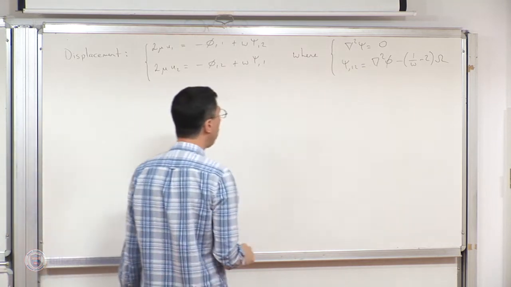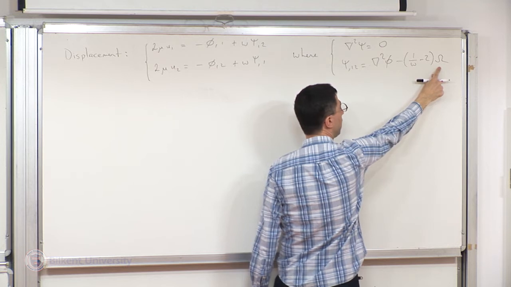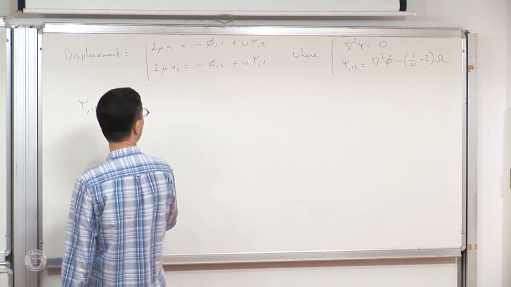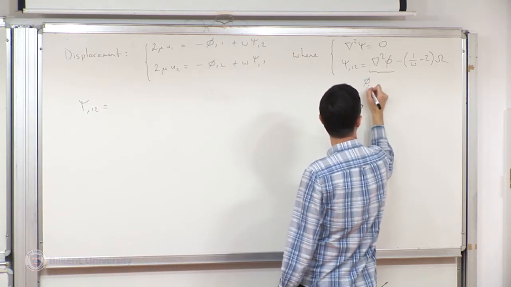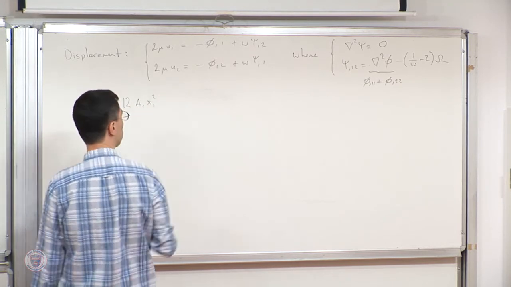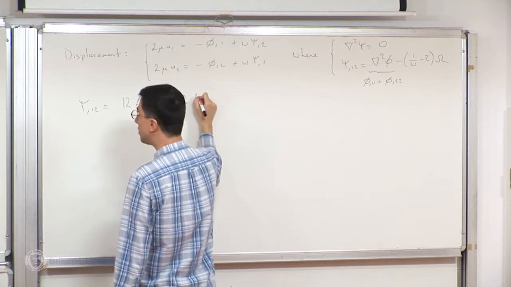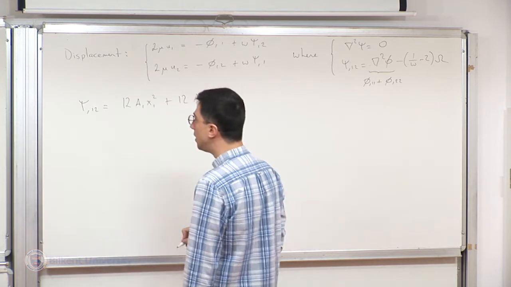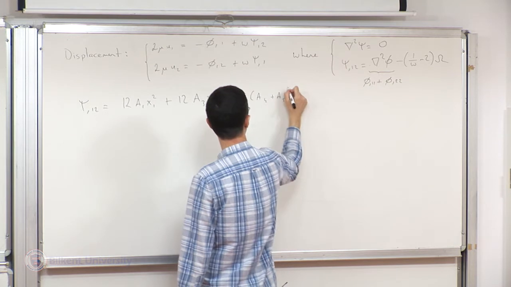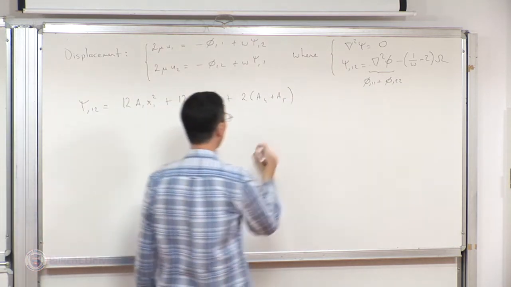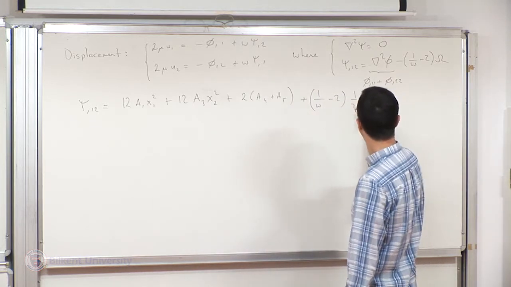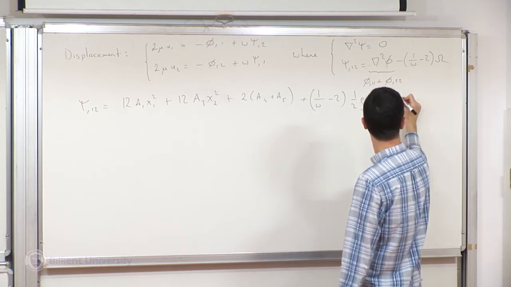It's here. Since I know the Airy stress function and the potential for the body force, let me first go ahead and calculate psi comma 1, 2. So psi comma 1, 2 is equal to Laplacian of phi, so it is phi comma 1, 1 plus phi comma 2, 2, to remind you. So it's going to be 12 a1 x1 squared plus 12 a3 x2 squared plus 2 a4 plus a5, and then minus the body force, or the potential for the body force. So it's going to be a plus 1 over omega minus 2, 1/2 rho omega naught square, x1 square plus x2 square.